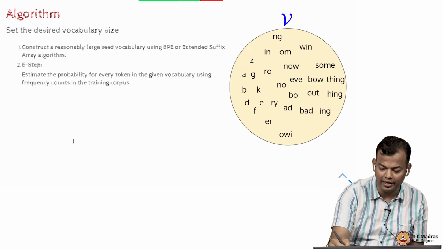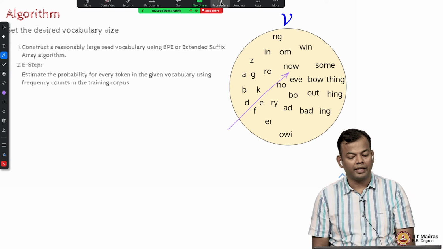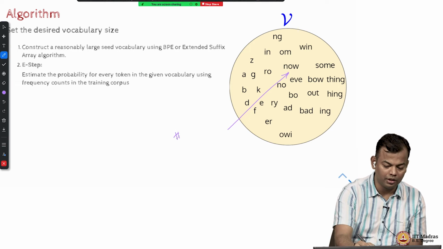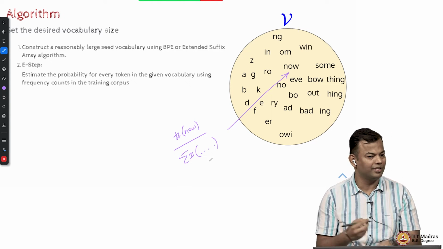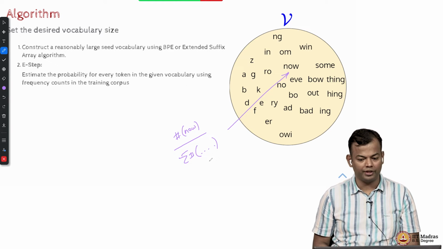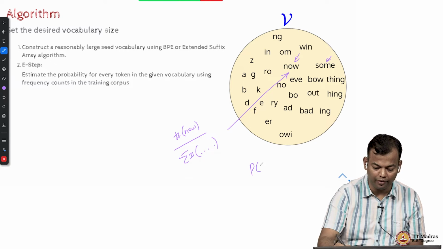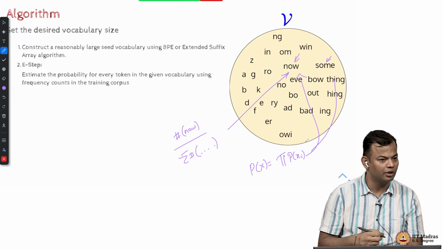So can I compute the probability of now? It will just be the number of times now has appeared divided by the sum of the number of times all the tokens have appeared, which is just the total number of tokens in the vocabulary. Is that okay? Fine. So for each of these tokens, I can find the probability, and I needed this because my probability of word X is the product of the probabilities of the tokens in it. So what I have now computed is the probability of these tokens.